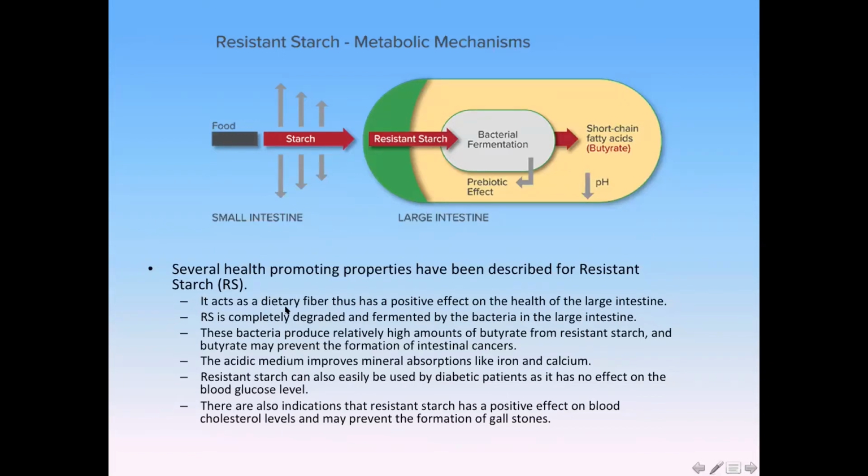It acts as a dietary fiber, so it has a positive effect on the health of the large intestine. Also, the resistant starch is completely degraded and fermented by the bacteria. And when these bacteria produce a high amount of butyrate, this may prevent the formation of intestinal cancer. The acidic medium, also because it's butyric acid, improves mineral absorption like iron and calcium from the large intestine.